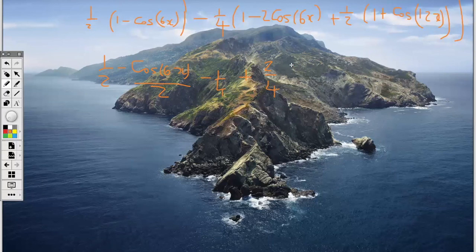Then we have cos 6x over 2. Now when we multiply negative a quarter times positive a half, that will give you negative 1 over 8. So this negative 1 over 8, multiply the bracket, minus 1 over 8, and negative 1 over 8 times cos 12x will give you minus cos 12x over 8.